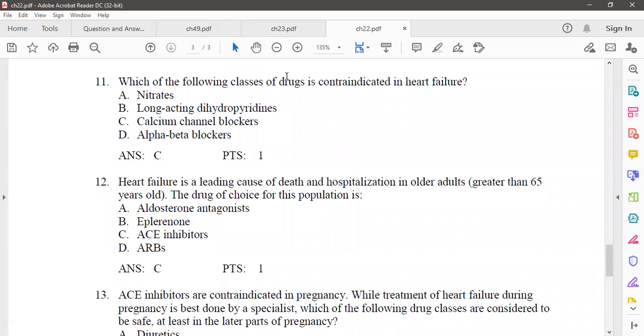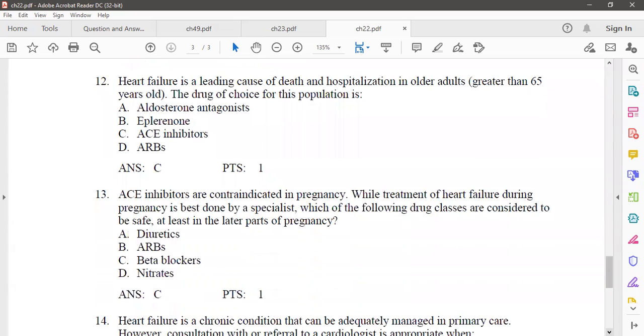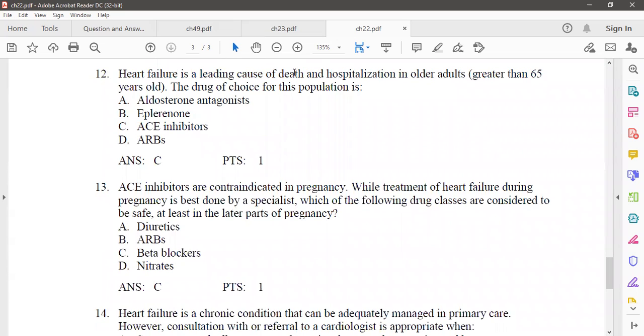Which of the following classes of drugs is contraindicated in heart failure? Calcium channel blockers. Calcium channel blockers are contraindicated for heart failure patients. Heart failure is a leading cause of death and hospitalization in older adults, particularly those greater than 65 years old. The drug of choice for those greater than 65 years old is ACE inhibitors.